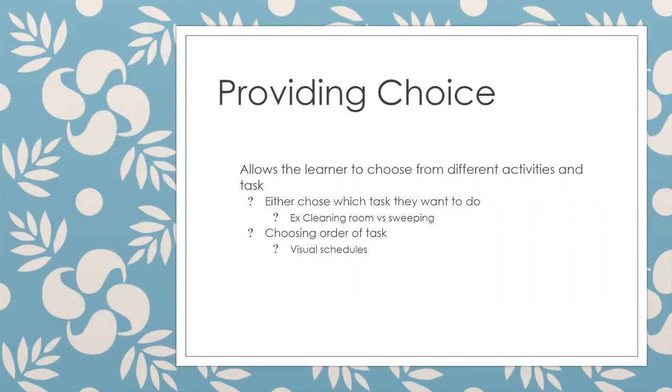Providing choices allows the learner to choose from different activities and tasks. They could choose which tasks they want to do. For example, we could pick cleaning room versus sweeping for a task during that time. Or they could choose the order of the tasks, such as using a visual schedule to rearrange what order of tasks they're doing for the day.